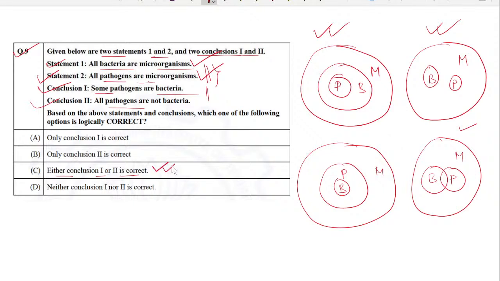Yes, this is also correct, but we also get the reverse cases of these two cases. Therefore neither conclusion 1 nor 2 is correct. This case also occurs. So in this question there is a confusion, but in the GATE exam question paper the answer is given as option C and option D both. So this is the explanation of question number 9.